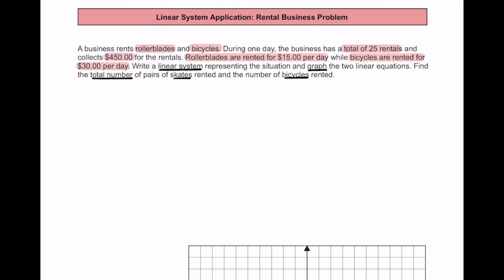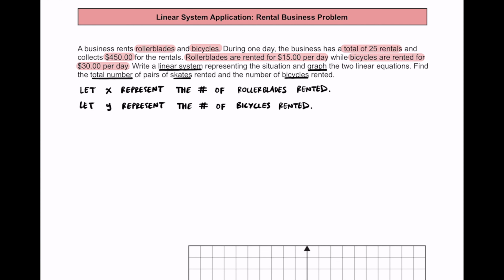First, let's start by defining our variables. Let x represent the number of rollerblades rented. And second, let y represent the number of bicycles rented. Next, let's go ahead and write two equations.